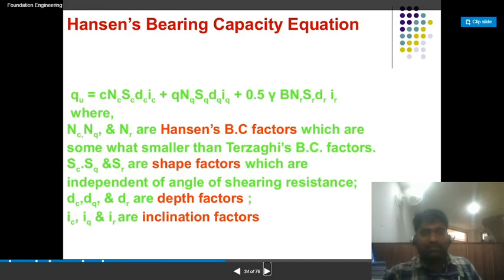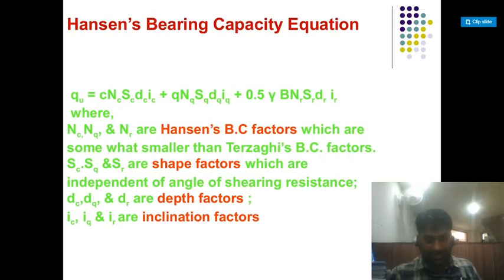Now see the Brinch-Hansen bearing capacity equation. Another scientist after Terzaghi has given an equation for ultimate bearing capacity: qu is equal to c Nc sc dc ic plus q Nq sq dq iq plus 0.5 gamma B N gamma s gamma d gamma i gamma, where Nc, Nq and N gamma are the Brinch-Hansen bearing capacity factors, somewhat smaller than Terzaghi bearing capacity factors.